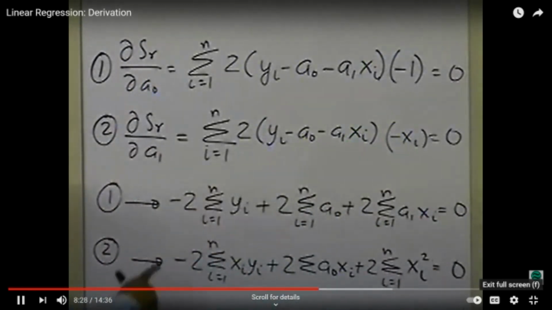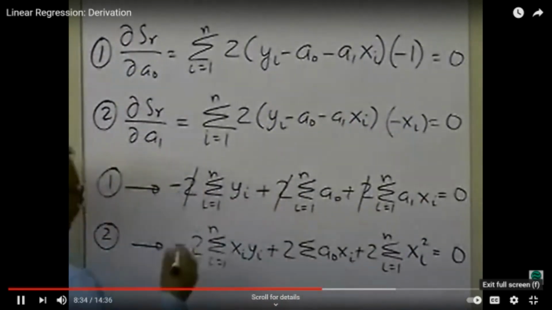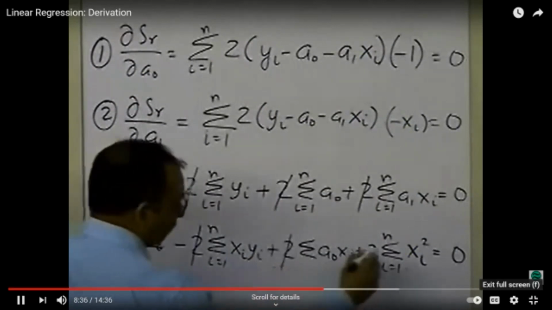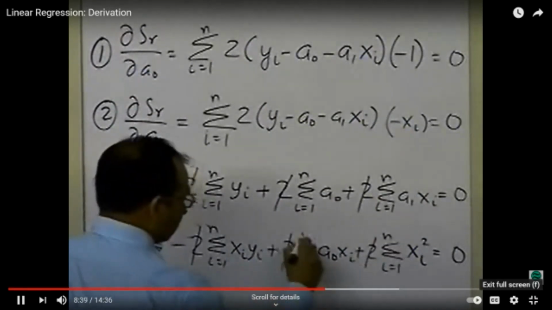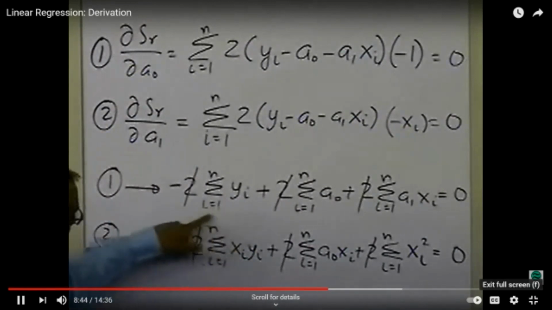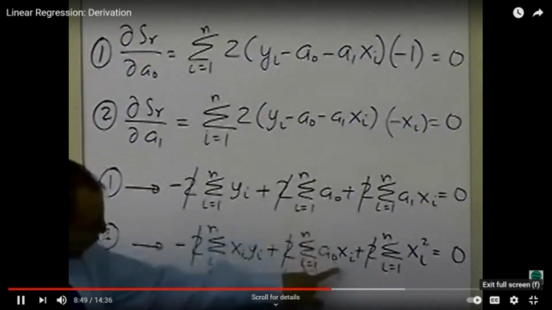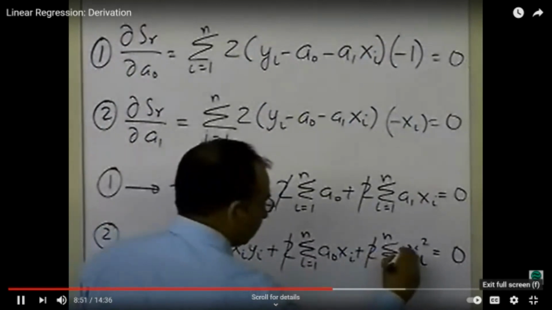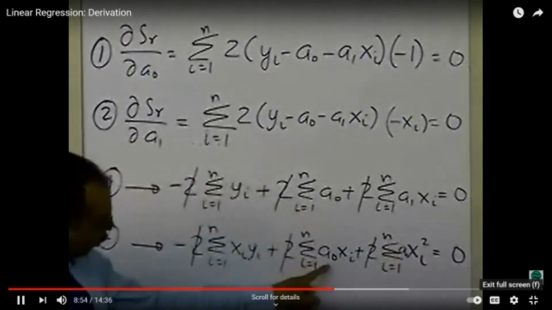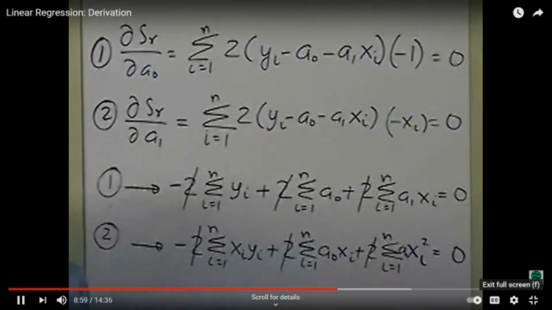Now I can see that 2 is common here, so I can get rid of it. I can divide both sides by 2. Since I see that this is a known quantity here, and this is also a known quantity here, but a0 and a1 are not known, I'm going to keep those on the left-hand side of my equations, and this I will transfer to the right-hand side of the equations.